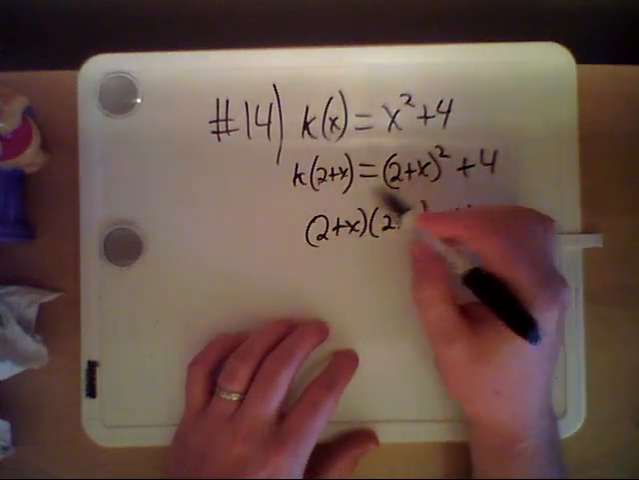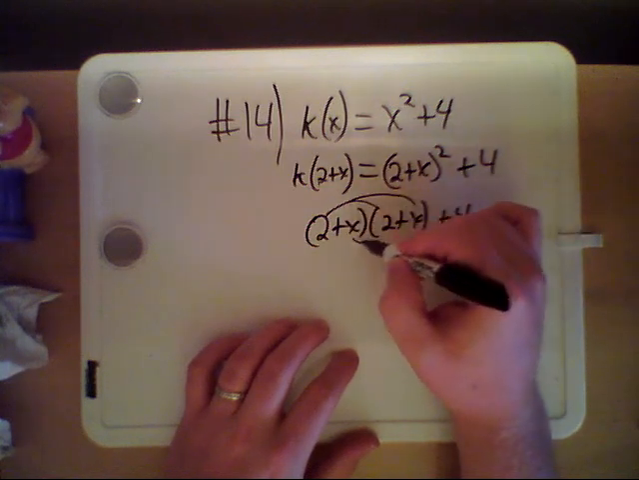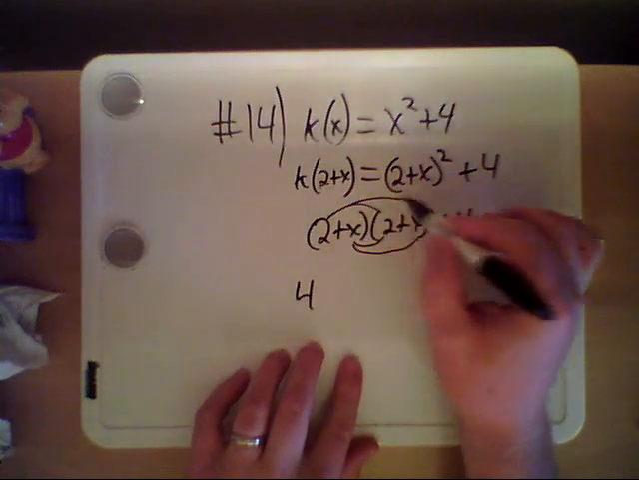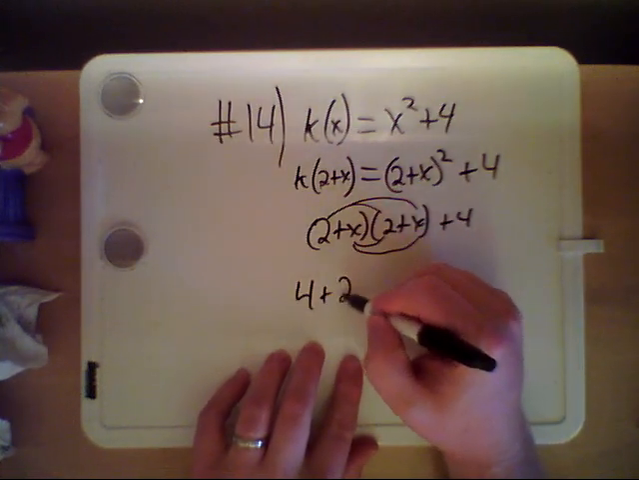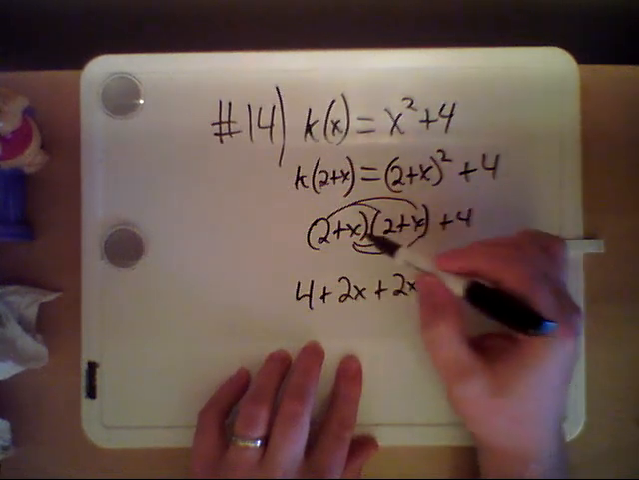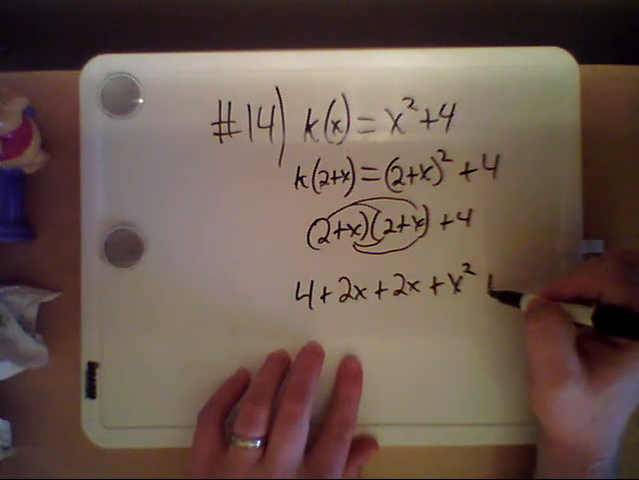Now we can distribute this out. First, outer, inner, last. 2 times 2 is 4. Outer is going to be 2x. Inner is going to be another 2x. And last is going to be an x squared. And don't forget the 4 up there.